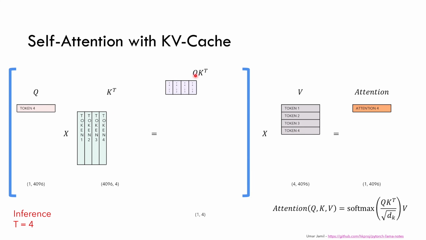We do this multiplication and we will get this matrix, which is 1 by 4, which is the dot product of token 4 with token 1, token 4 with token 2, token 4 with token 3, and token 4 with itself. We multiply by the V matrix, and this will only produce one attention, which is exactly what we want to select the output token. This is the reason why it's called the KV cache, because we are keeping a cache of the keys and the values. As you can see, the KV cache allows us to save a lot of computation, because we are not doing a lot of dot products that we used to do before. And this makes the inference faster.